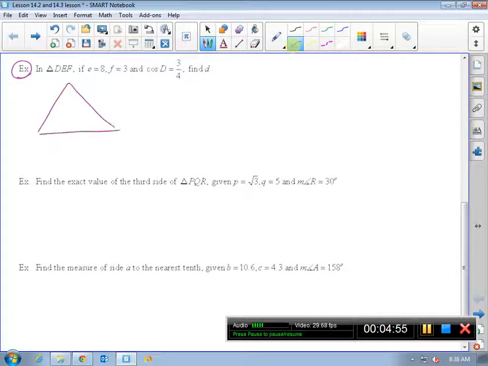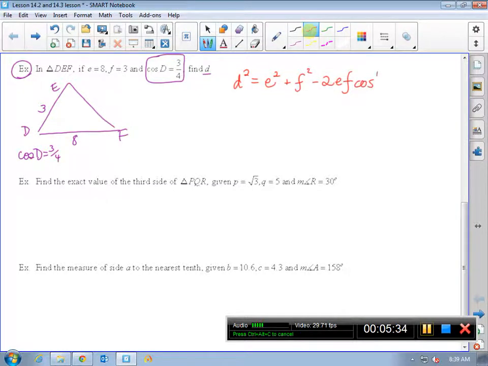In triangle DEF, side e is 8, side f is 3, and the cosine of angle D is 3/4. So I'm not given the D angle, I'm given the cosine of D. Find d. So let's set up our law of cosines. Can you do it? d squared equals the other two sides squared minus 2 times those times the cosine of the angle D.